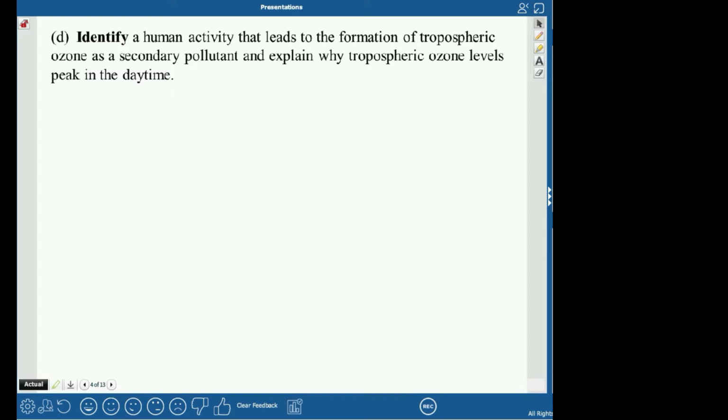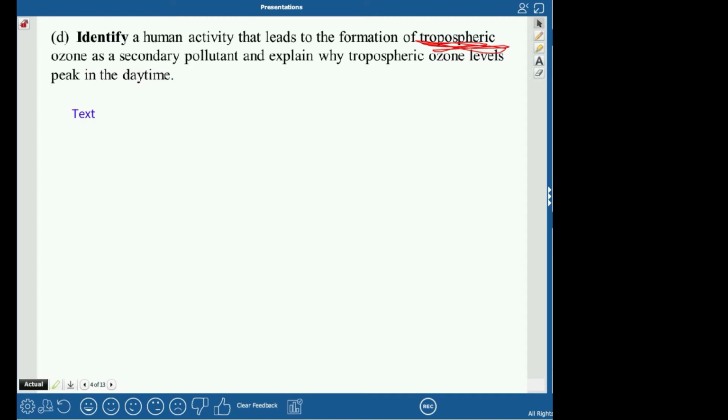what is a human activity that leads to the formation of tropospheric ozone? So that's the bad kind that is down where we live. That's the type of ozone we don't like. Well, we've previously been talking about ozone that we do like. So what is something that leads to the formation of tropospheric ozone? What's an activity? I'll give you maybe 30 seconds or a minute to see if you can come up with one. Anything that forms tropospheric ozone.